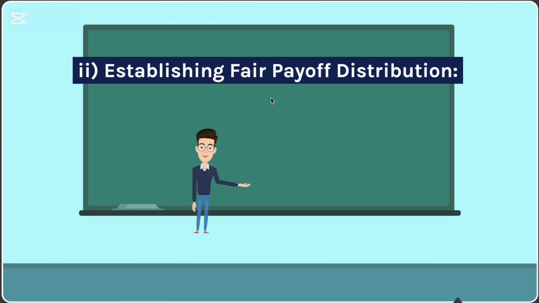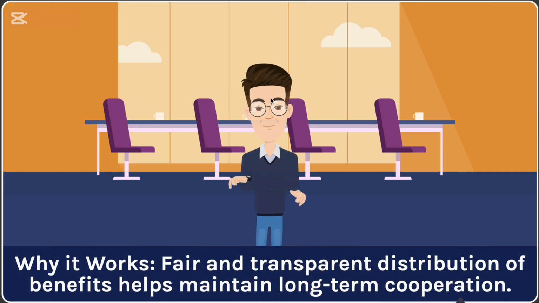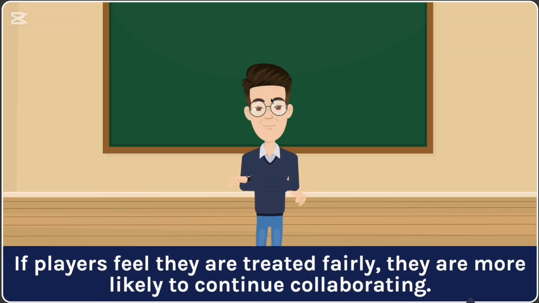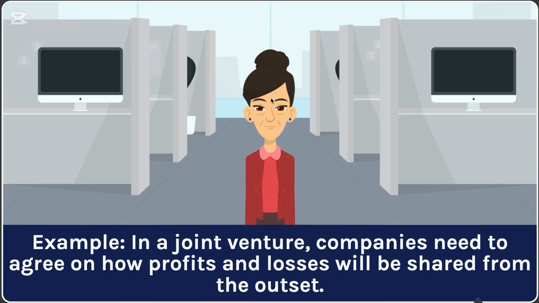Establishing fair payoff distribution. Why it works? Fair and transparent distribution of benefits helps maintain long-term cooperation. If players feel they are treated fairly, they are more likely to continue collaborating. Example: in a joint venture, companies need to agree on how profits and losses will be shared from the outset.